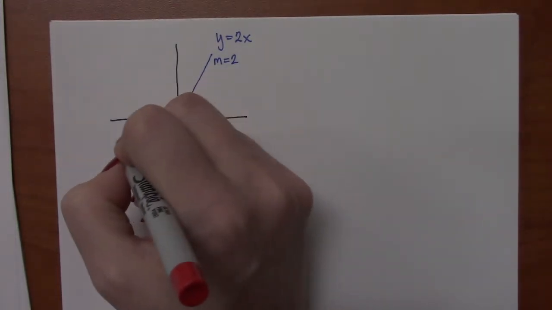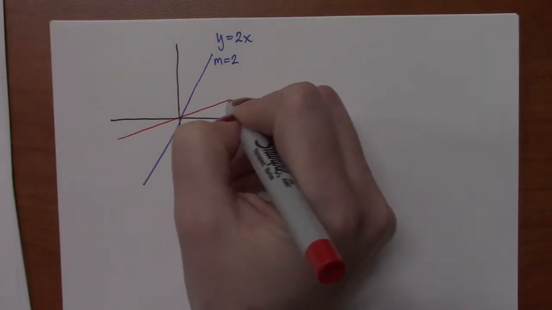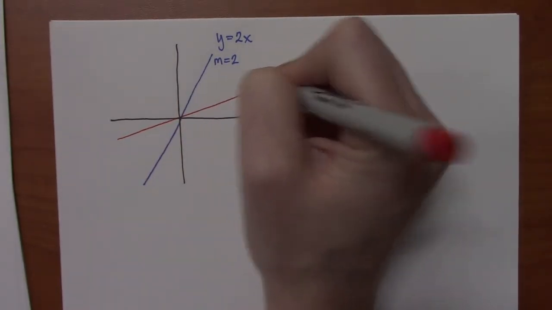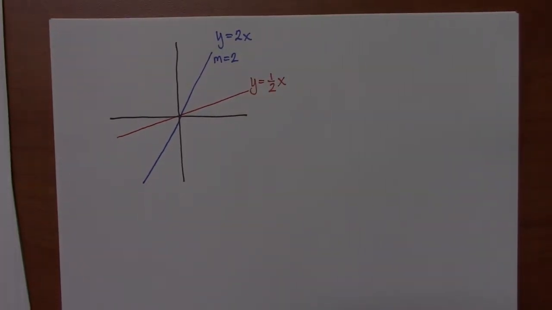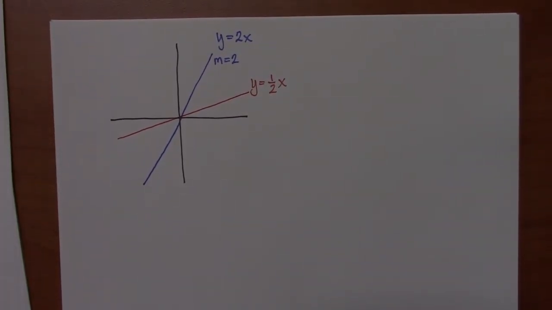But if I plot this line on the same graph, and this is y equals 1/2 x. If I didn't give you the equations and I just plotted the two lines on top of each other on the graph, you should be able to see that the blue line has a bigger slope than the red line.